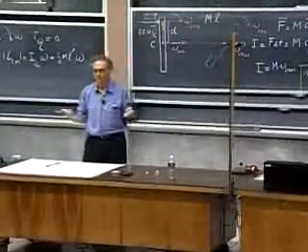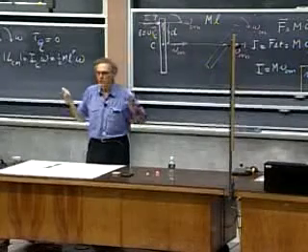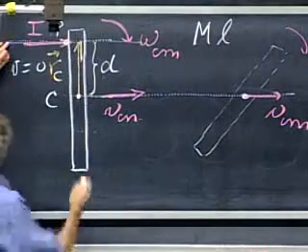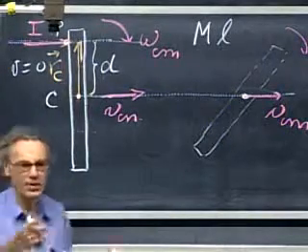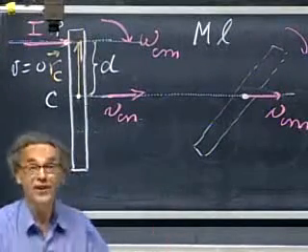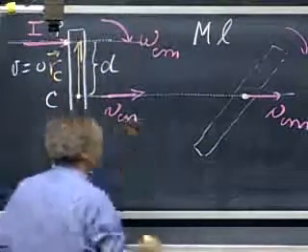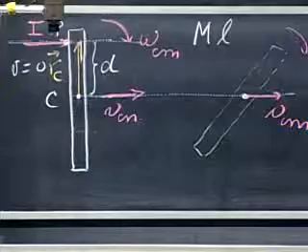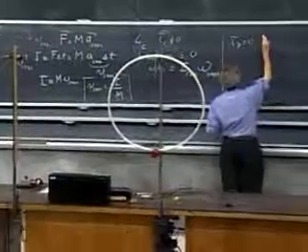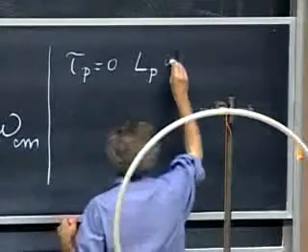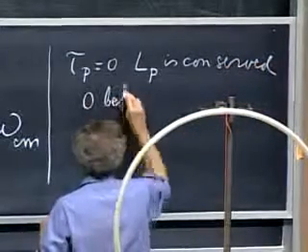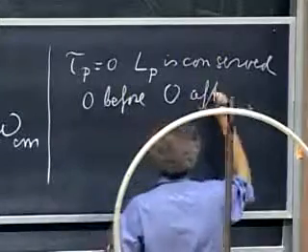Angular momentum must be conserved about that point, because there is no torque relative to that point. Any position vector from this point to here is in the same direction as the force, so R cross F is zero. So now we have an infinite number of points, all these points on this line, where the torque is zero. So the torque relative to point P is zero, and angular momentum L relative to point P is conserved. It is zero before, and so it's zero after the hit.